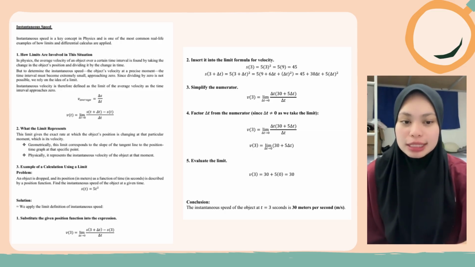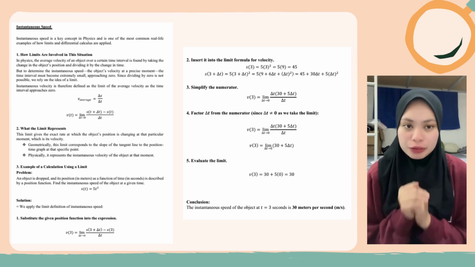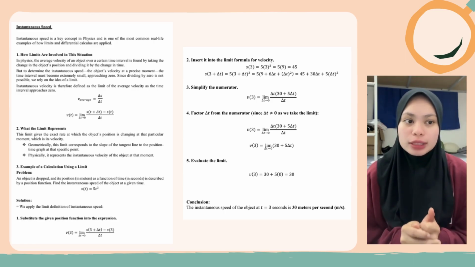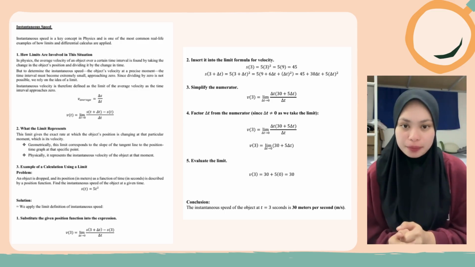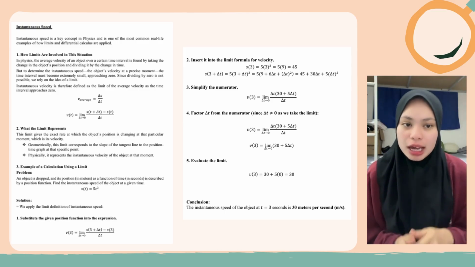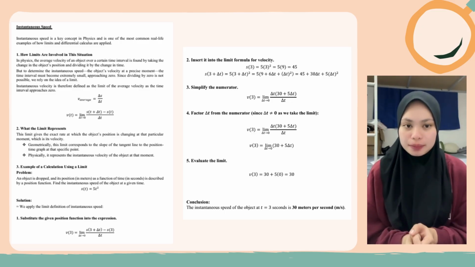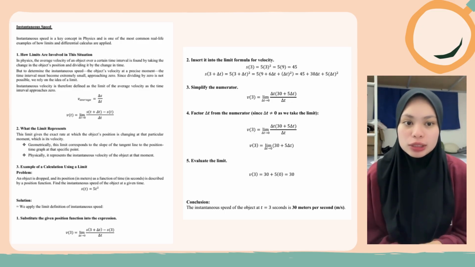And the second one is about what the limit represents. The limit gives the exact rate at which the object's position is changing at that particular moment, which is velocity. First, geometrically, this limit corresponds to the slope of the tangent line to the position-time graph at that specific point. And second, physically, it represents the instantaneous velocity of the object at that moment. And the third one is an example of a calculation using a limit.